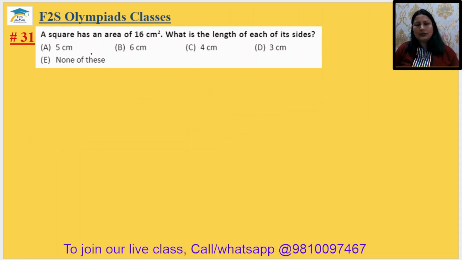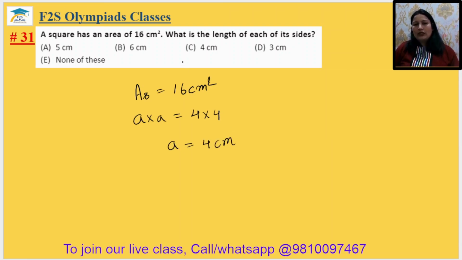Question number 31. A square has an area 16 centimeter square. What is the length of each of its side? Okay. Area of the square is given 16 centimeter square. So A multiplied by A can be written as 4 multiplied by 4. That's why A will be written as 4 centimeter. It is in the option number C. 31 answer will be option C.